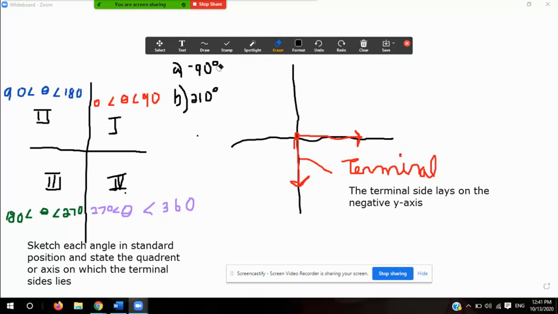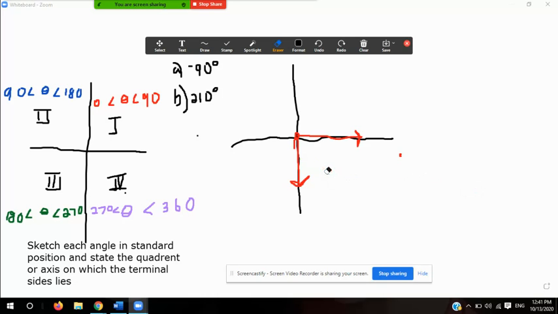Now let's look at example 1B. Example 1B is asking us to graph positive 210 degrees. Now, I didn't erase my initial side because if it's in standard position, the initial side will always start on the positive x-axis. Now, 210 would lie in which quadrant?